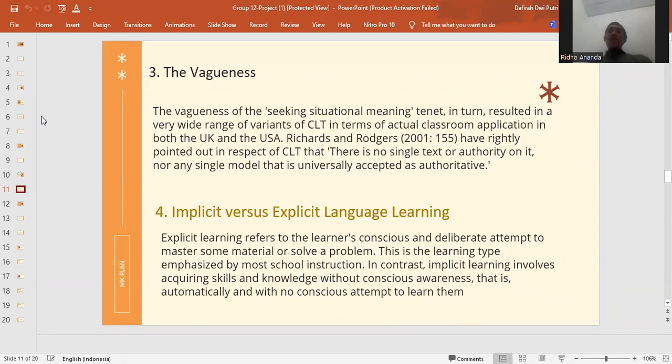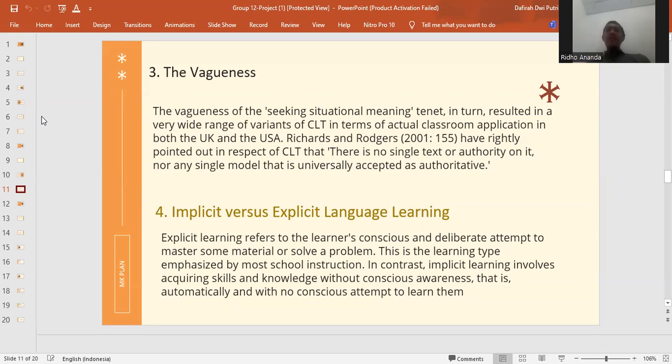At one extreme, for example, people often associate CLT with a strictly no-grammar approach, epitomized by Krashen in 1985, the input hypothesis. The last one is about implicit versus explicit language learning. Explicit learning refers to the learner's conscious and deliberate attempt to master some material or solve a problem. This is the learning type emphasized by most school instruction. In contrast, implicit learning involves acquiring skills and knowledge without conscious awareness, that is, automatically with no conscious attempt to learn them.